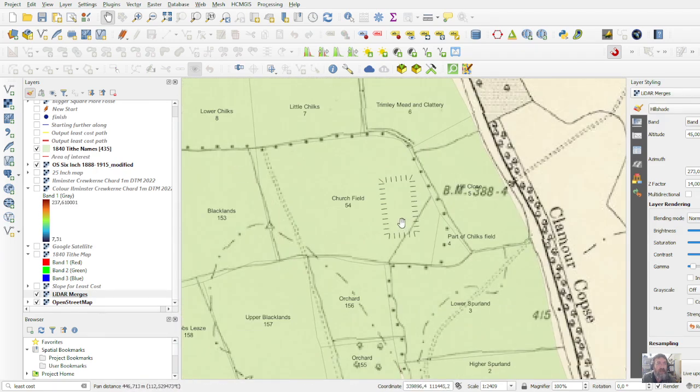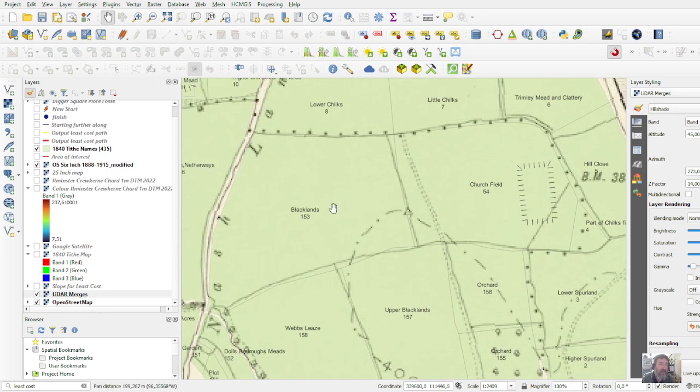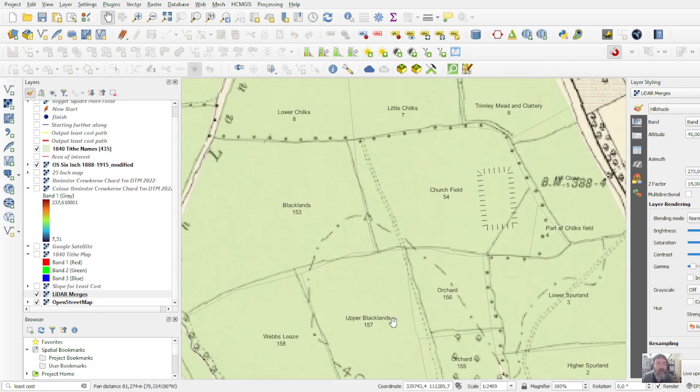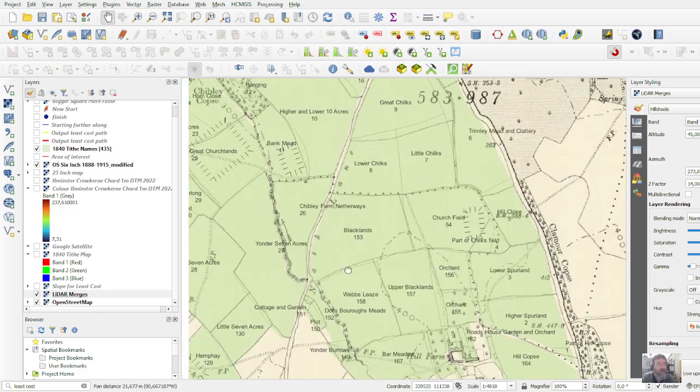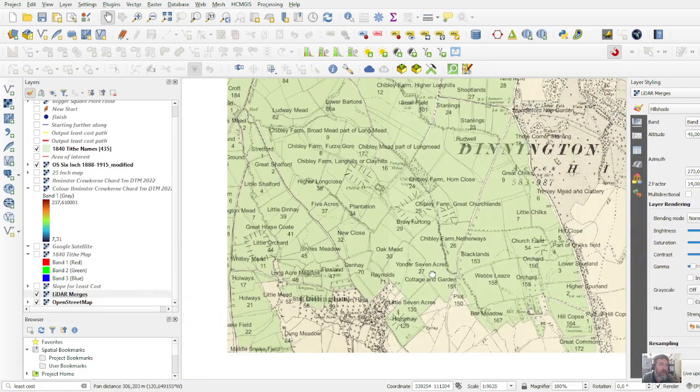Don't rush. Over here, this is in the Somerset HER in my name now. Blacklands, Churchfield, Upper Blacklands. If you know your Roman stuff, that's potentially Roman names. I do not know this stuff, as Tom and the other chaps know this. So the marks here are stuff I found on the LiDAR that I think are quite interesting.